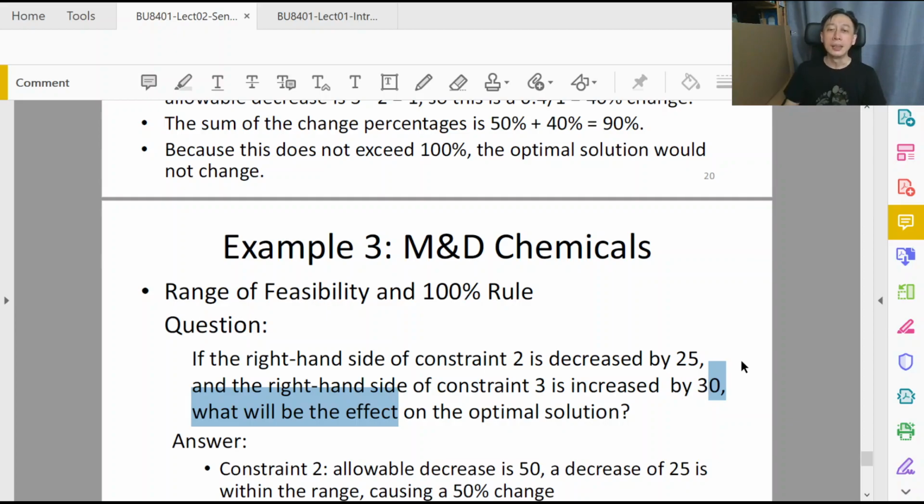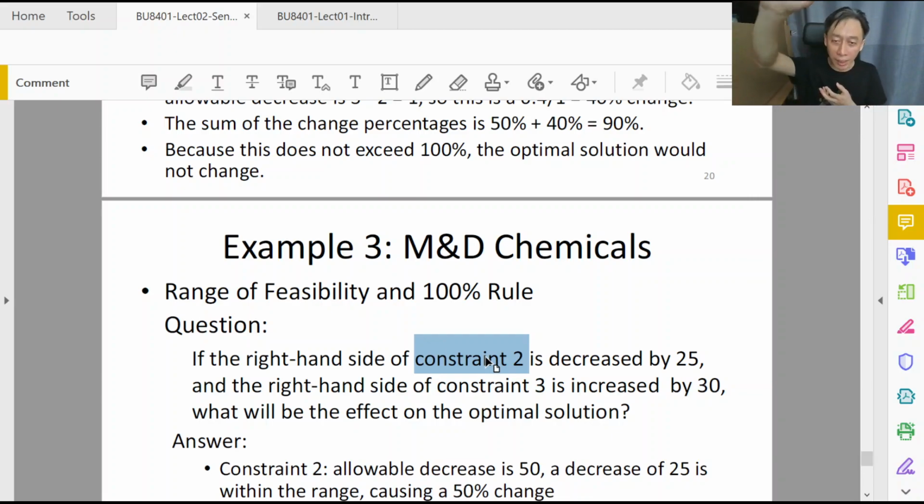So in business, it is possible that constraint 2 is the labor hours in division A, constraint 3 the labor hours in division B. If we are going to shift the labor hours from division A to division B, then indeed we may have constraint 2 decreased by 25, constraint 3 increased by 25, the same amount. So shifting resource, in the business sense, is like one action, right? But in the model, it is actually having two impacts, two changes.